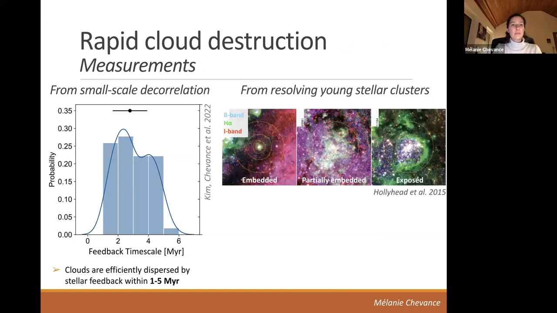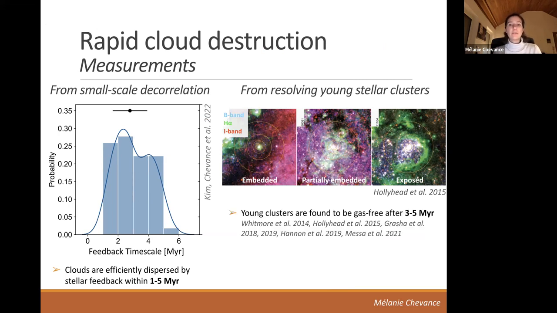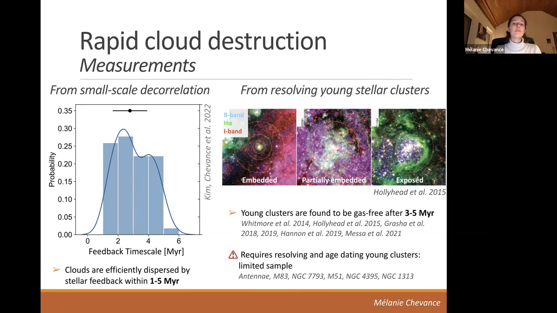So this is something that had been measured before by using other techniques of resolving and age dating young stellar clusters. These studies found similar timescales, where the young clusters are found to be gas free after 3 to 5 megayears. But these previous studies required resolving and age dating young clusters, so this could only be done in a handful of galaxies. Well, now we've been able to do it systematically for 54 galaxies.